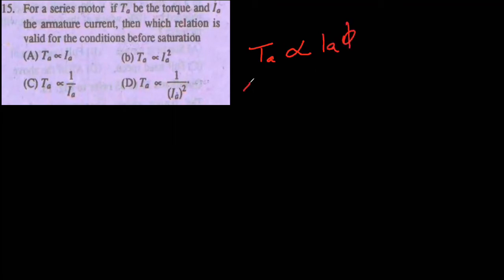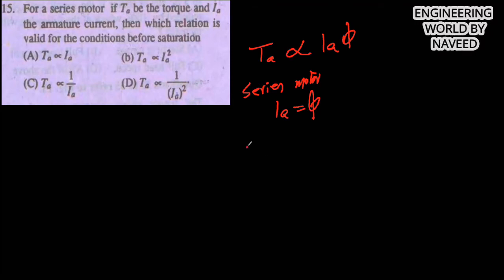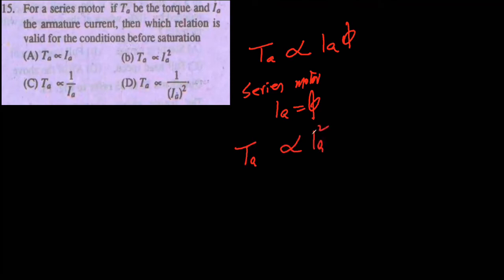So in case of a series motor, the flux is proportional to IA. So if you increase the armature current, then the flux will get increased. So your TA will be directly proportional to IA square. So option B is the correct answer. TA is directly proportional to IA square for a series motor. This is only for a series motor. So it means that if you increase the armature current 2 times, then your torque will increase 4 times.